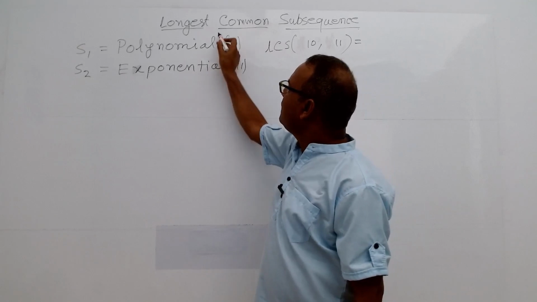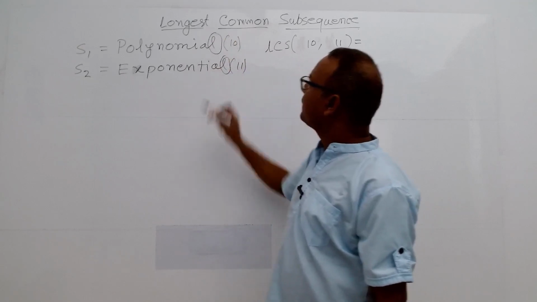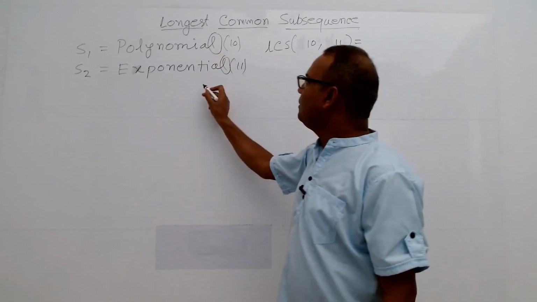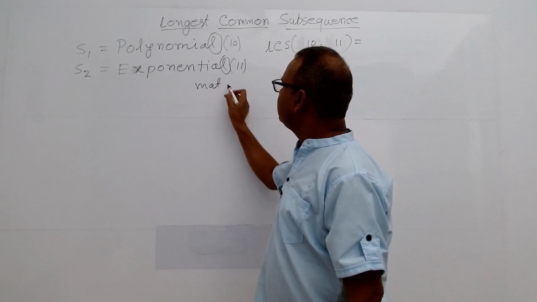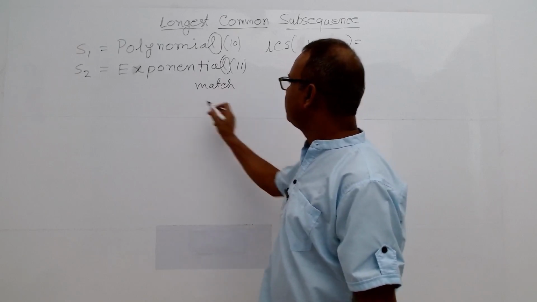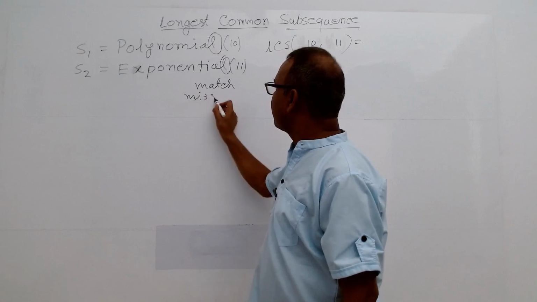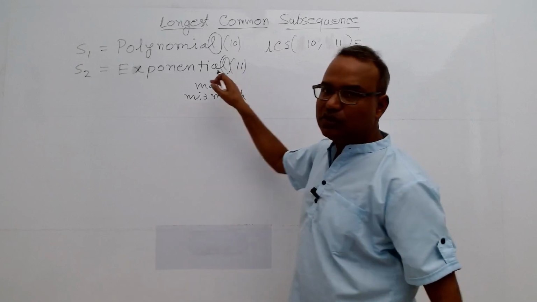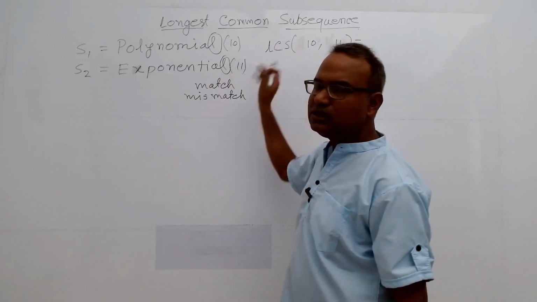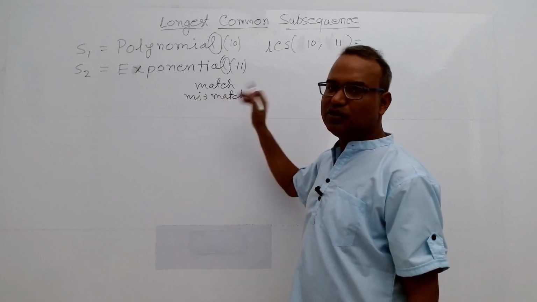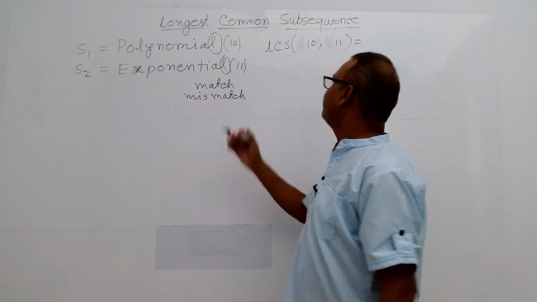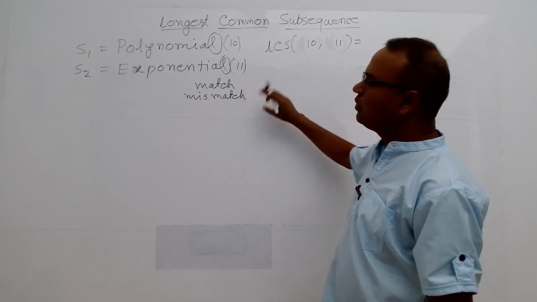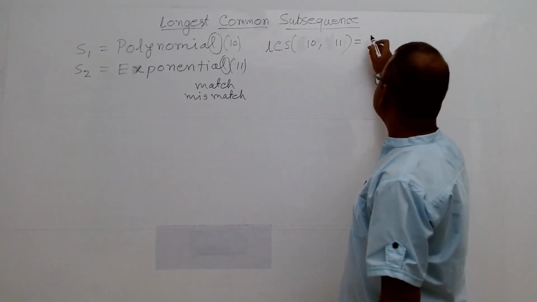Now come to the last character, this L and this L. How many options are there? This character may be a match or a mismatch. If this is a match, is it going to contribute inside the common subsequence? Yes. If it is a mismatch, is it going to contribute in the common subsequence? No. So depending on whether it is a match or mismatch, we are going to write this recursion.